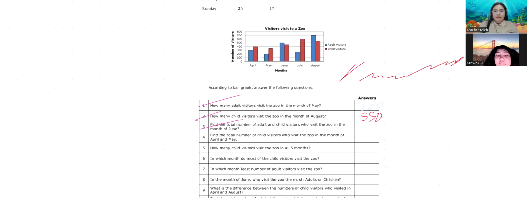Okay, next one. Find the total number. Again, that is total, meaning to say addition, of the child visitors who visit the zoo in the month of April and May. So what are the numbers that we need to add? Child visitors, in the month of April, how many? 400. Okay, in the month of May, how many? 350. Okay, so 400 plus 350, that is equal to 750. Very good. That's 750.